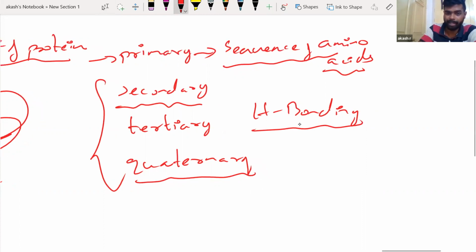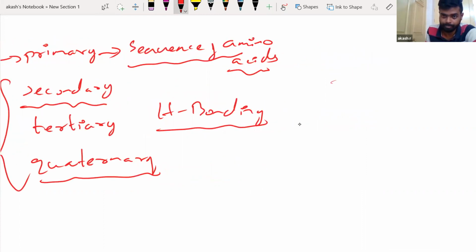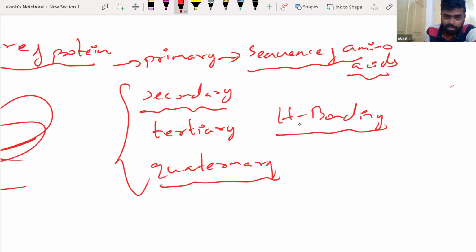Now let me write it like this. Secondary structures can be of two types. Secondary structures can be of two types. Now first of all, you have to understand what is a secondary structure. Please understand, people, the moment you see that there are so many amino acids in the primary structure, glycine, proline, all these things are present.